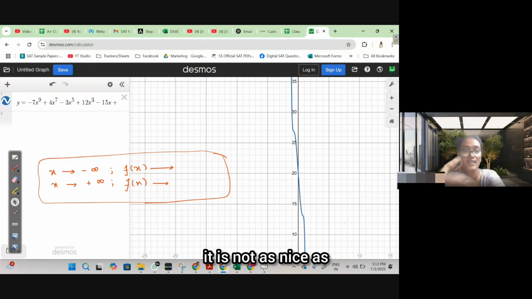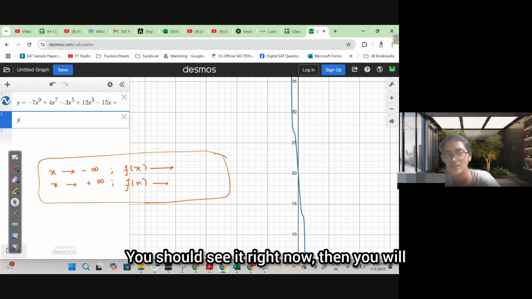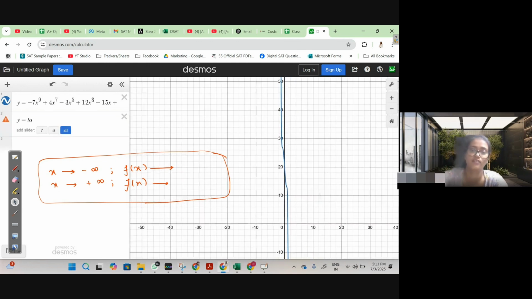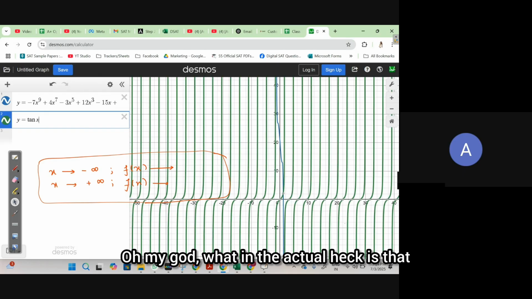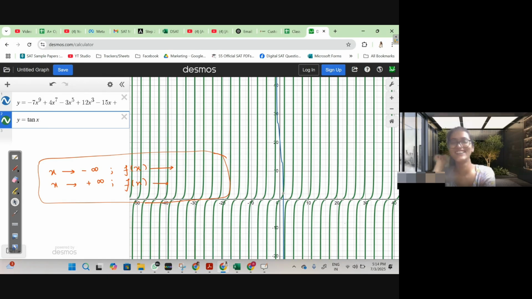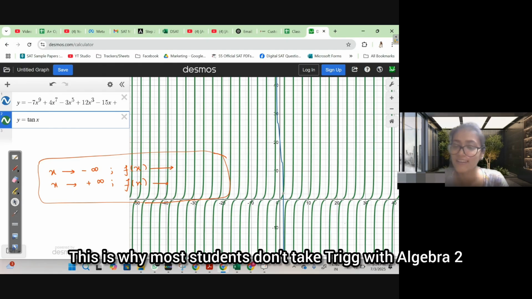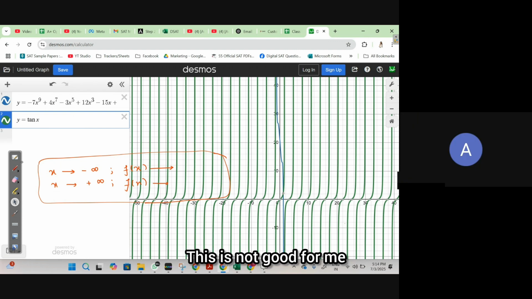It is not as nice as the tangent graph. Have you seen the tangent function's graph? No, I actually haven't. You should see it right now, then you're gonna love it. Are you ready for this? Yes. Oh my god, what in the actual heck is that? Get that thing away from me, Miss Vrinda. I am not looking at that. This is scarier than proofs. This is why most students don't take trig with algebra, dude. Oh god, this is not good for me.